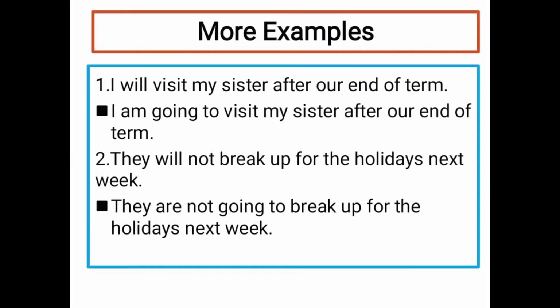Let us look at these examples. I will visit my sister after our end of term. Rewrite using "going to." You will say, I am going to visit my sister after our end of term. If you feel like using "likely," you can say, I am likely to visit my sister after our end of term. You can also use "may" and say, I may visit my sister after our end of term. So you can hear how I'm trying to use them in a sentence.